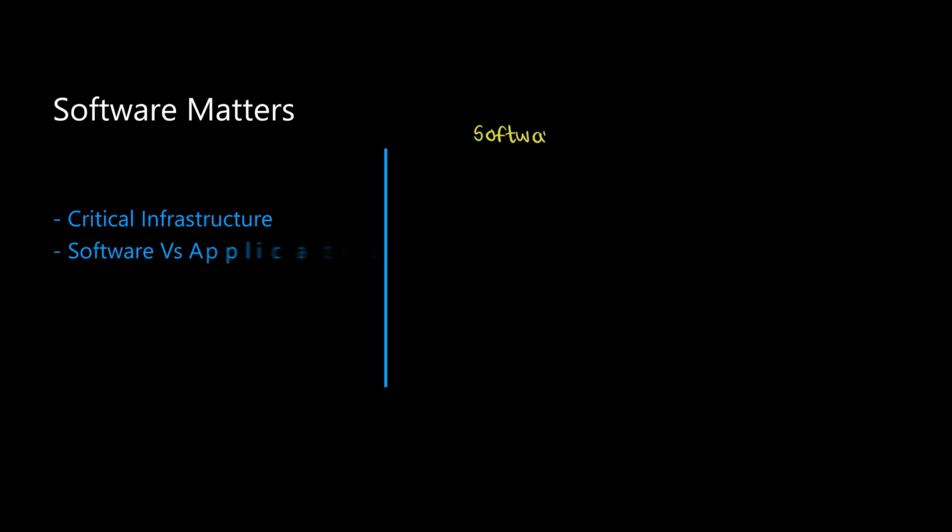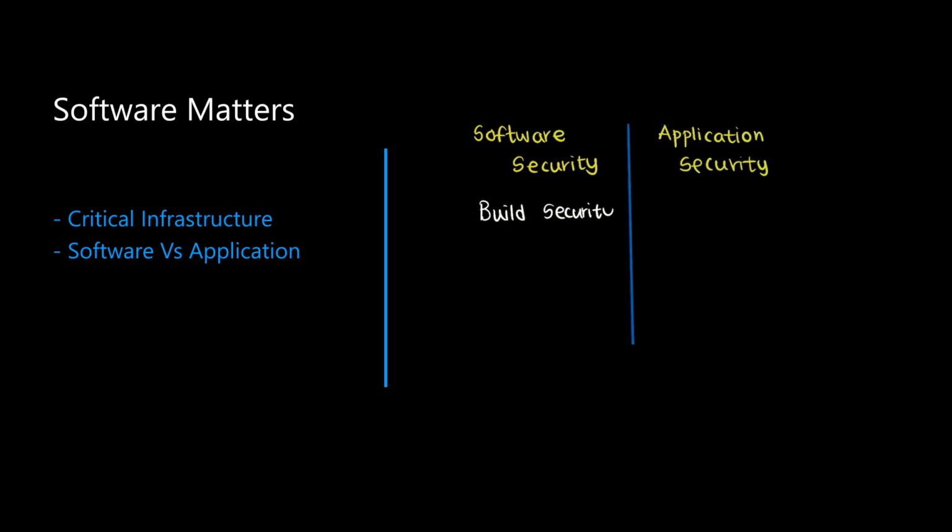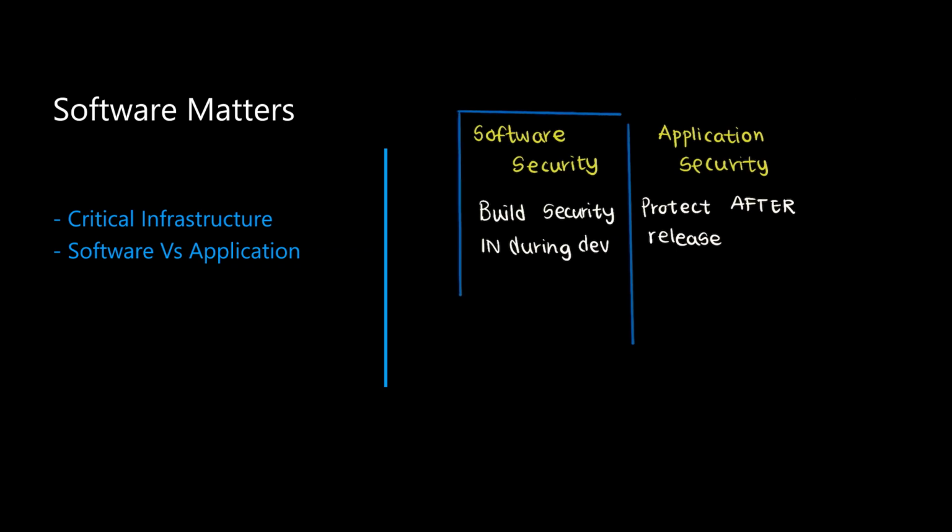Now, here is the part most students miss on the exam. There is a real difference between software security and application security. They sound similar, and people swap them around in conversation, but the textbook draws a hard line. Software security means building security into the code during development. Application security means protecting the software and systems after the code has shipped.